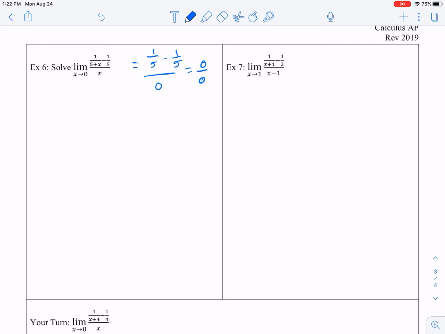Okay, in these type of problems, you've got a fraction on top of your fraction. You want to add those two together. And I'm going to teach you the Miss Russell method of adding.